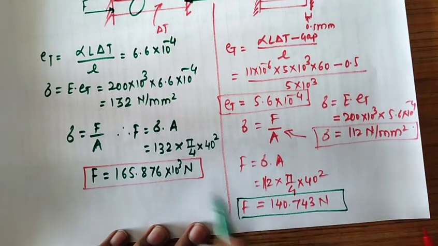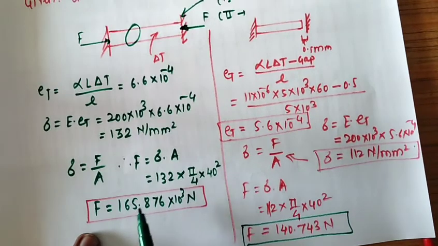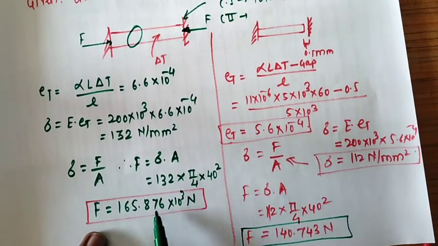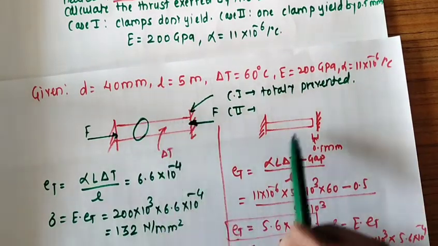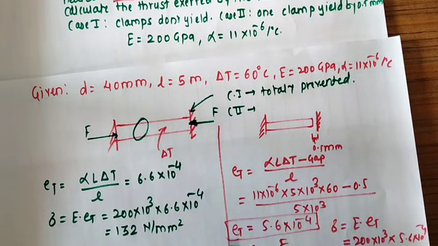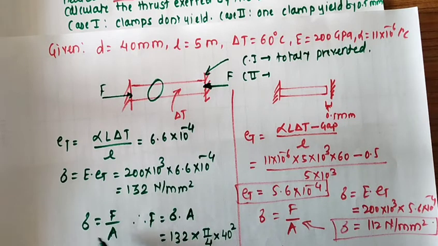So we have seen here the value of force exerted by supports in case 1, when supports are not yielded, and when supports are yielded, they are different. In the first case it is 165.876 into 10 raised to 3 Newton, while here it is 140.743 into 10 raised to 3 Newton. So likewise we solve a numerical on thermostress in two cases given, when supports are yielded and when supports are not yielded. Very simple, we use strain formula, stress, and then stress formula in terms of force reaction.